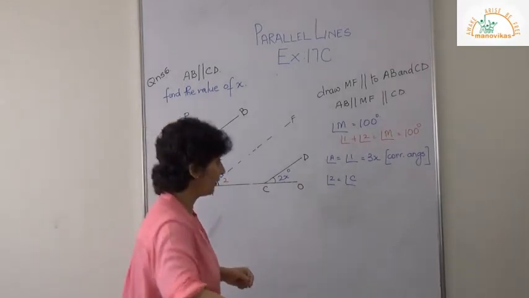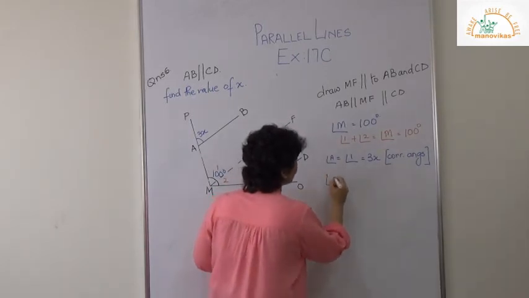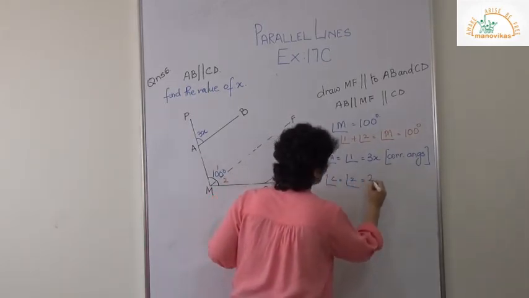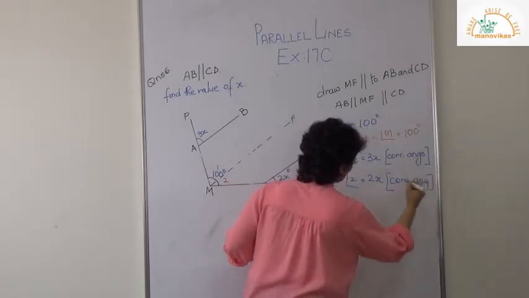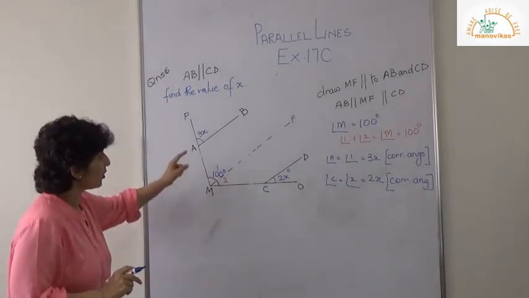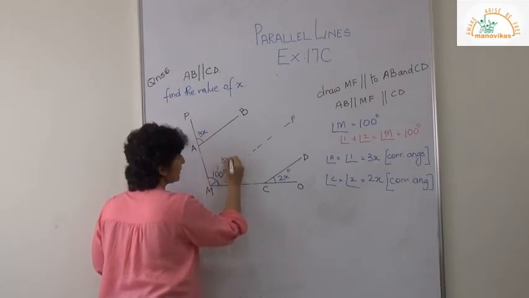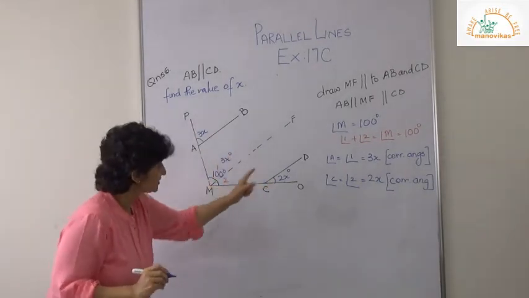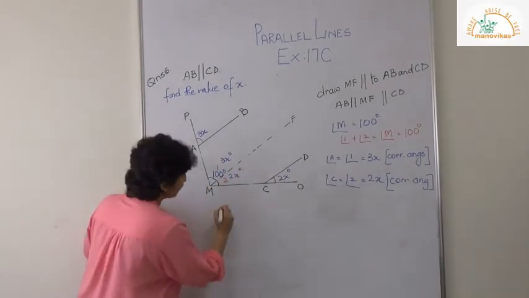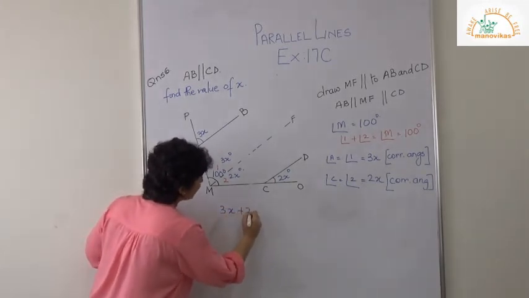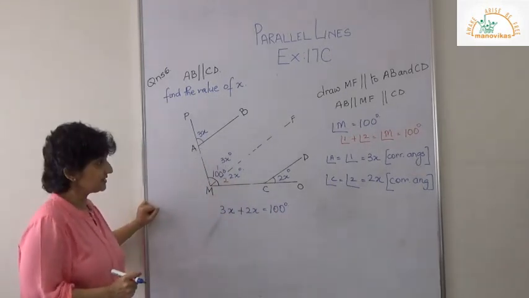Or I can make it the other way also. Angle C is equal to angle 2, which is equal to 2x. Now that's also corresponding angles. Correct? So, what did you understand with this? That means if this is 3x, then this also becomes your 3x. And if this is 2x, then this becomes your 2x degrees. So, that means 3x plus 2x is equal to 100 degrees. Did you get that, children?